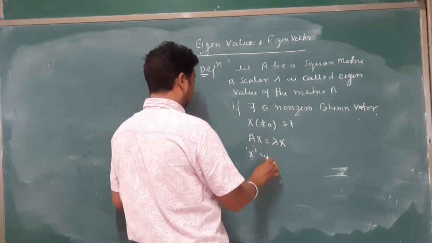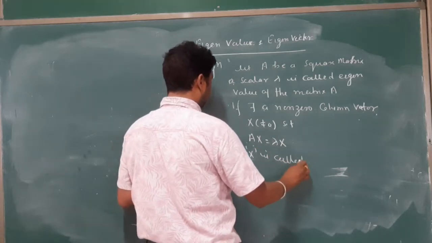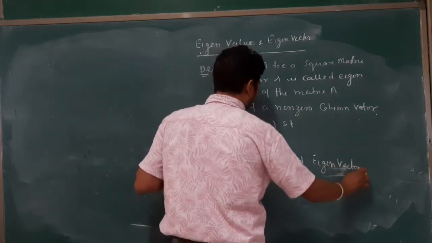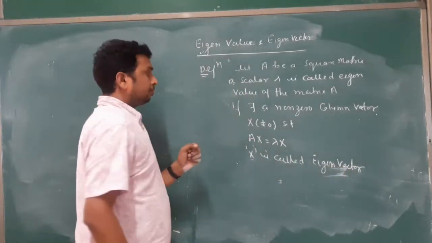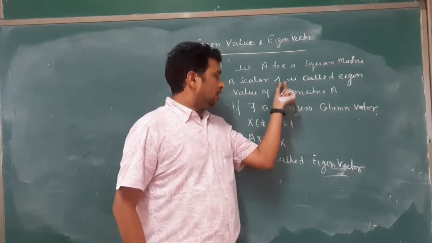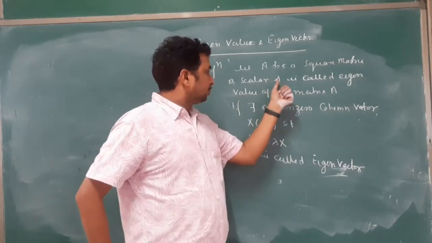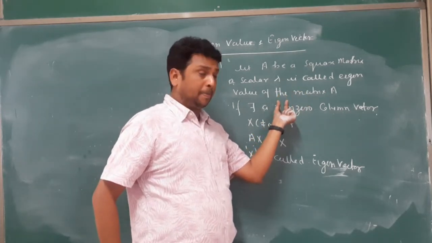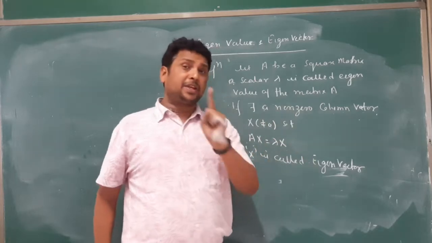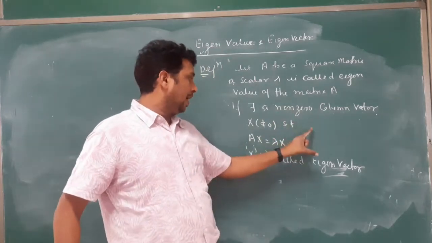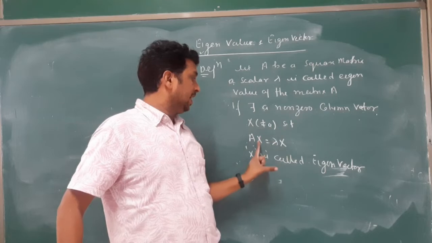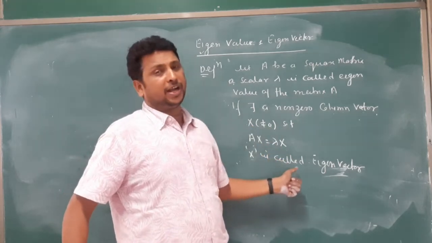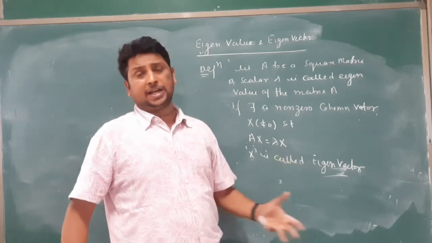X is called an eigenvector. So a scalar lambda is called an eigenvalue of the matrix if there exists a non-zero column vector x such that Ax is equal to lambda x. X is called the corresponding eigenvector and lambda is called the eigenvalue.